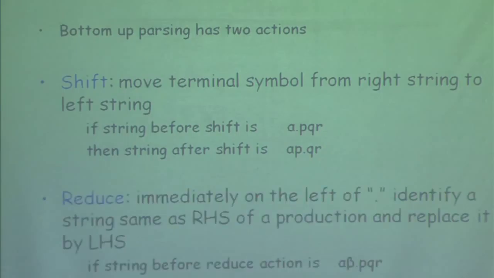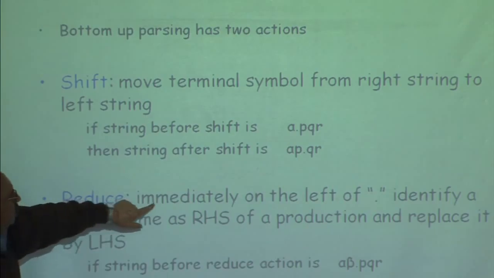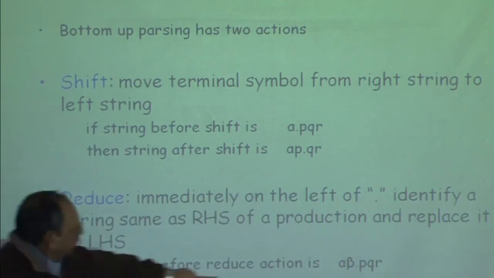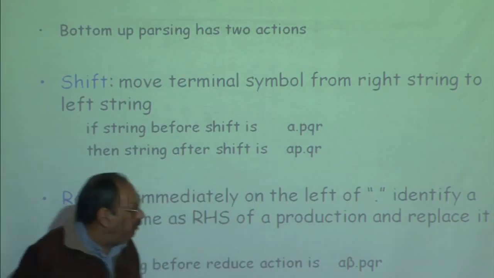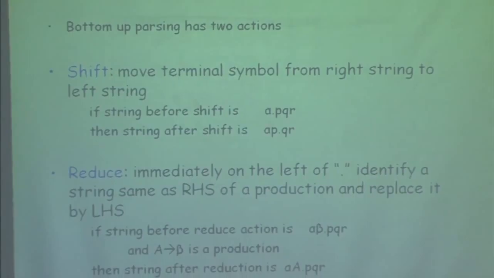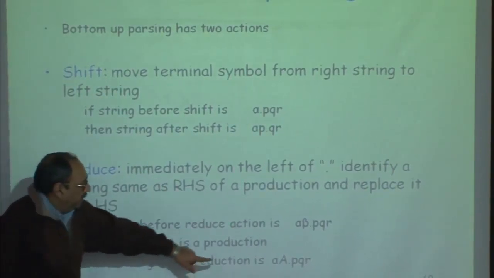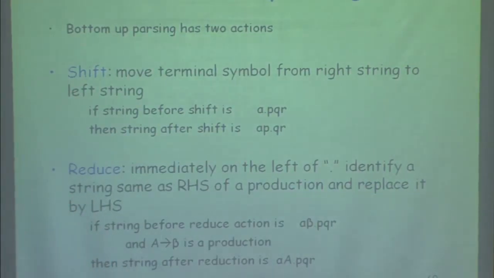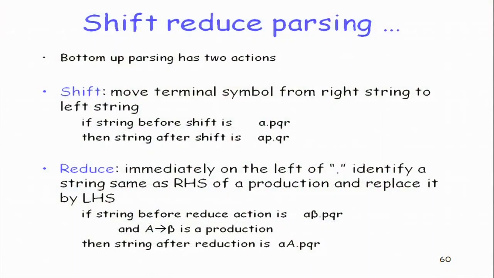And then I have a reduce action which says that if I match something on the left hand side of dot, and this pattern matches the right hand side of a production, then I am going to reduce. So if this is the pattern I have, alpha beta dot PQR, and beta matches the right hand side of a production, and the production is A going to beta, then my configuration will be alpha A dot PQR. So this is what my reduce action is. In this case I have reduced beta to A, in this case I have shifted P to the left of dot. These are the only two actions I have, there is nothing else.